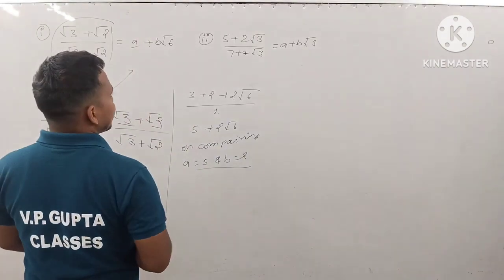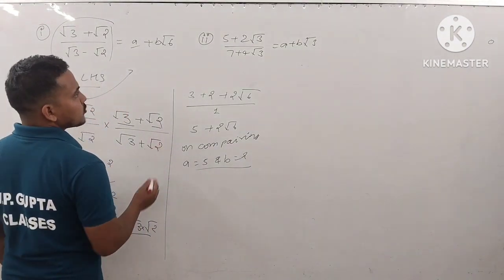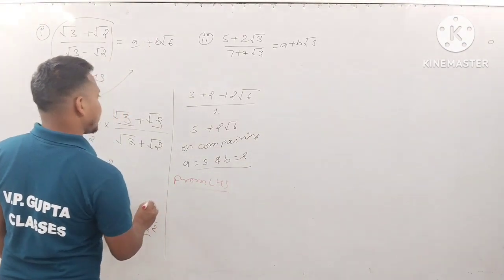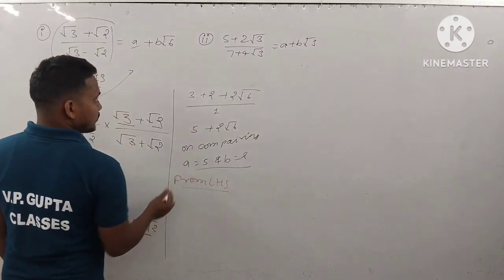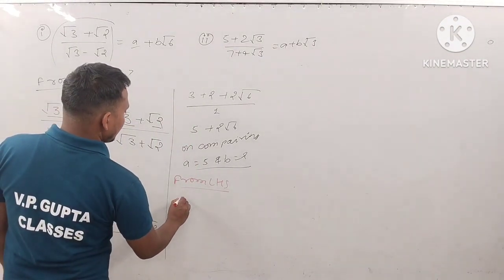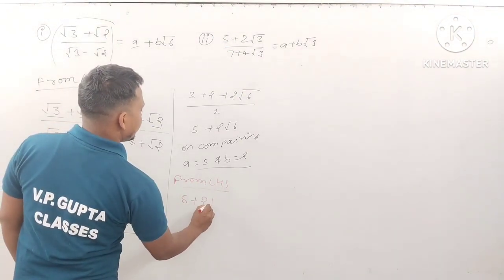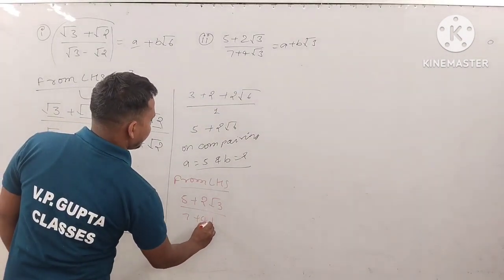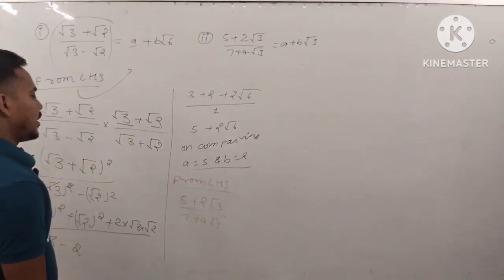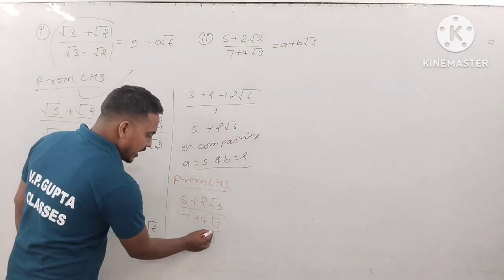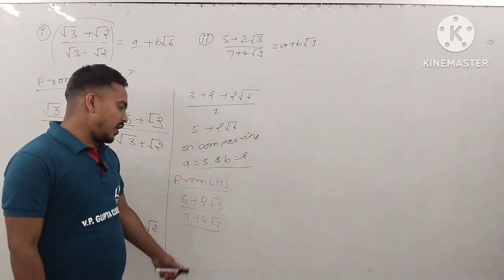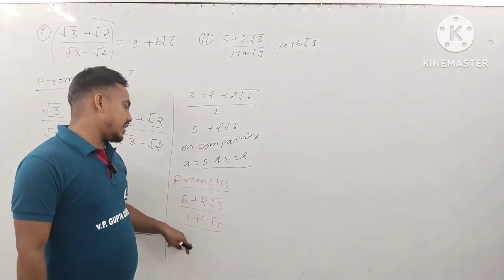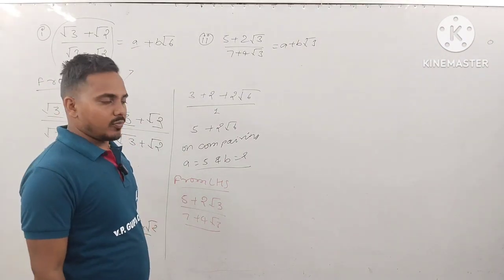Now the second question, the solution of the second question. First of all, we take the LHS. This is 5 plus 2 root 3 divided by 7 plus 4 root 3. What is the rationalizing factor of the denominator? It is 7 minus 4 root 3, and we multiply by the rationalizing factor in both numerator and denominator.